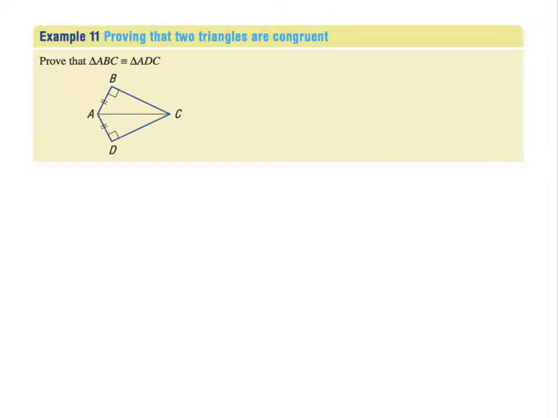Back in the other example, there were a few reasons why triangles were congruent. So I'll write them over here. Side, side, side; side, angle, side; angle, angle, side; and right angle, hypotenuse, side. We're going to use one of these reasons for these 2 triangles here. So let's have a look at which ones we will use.